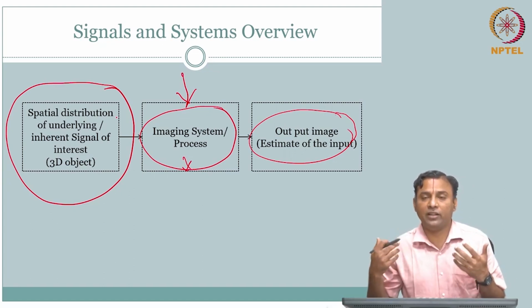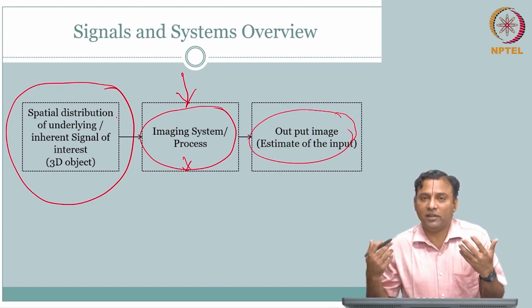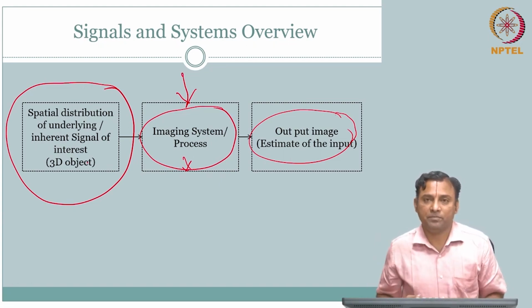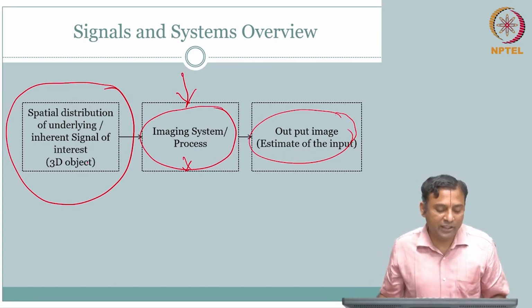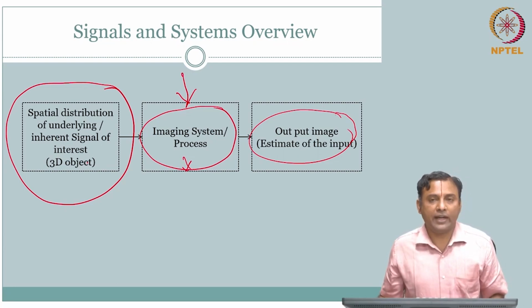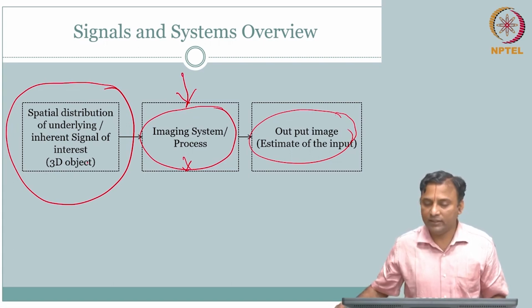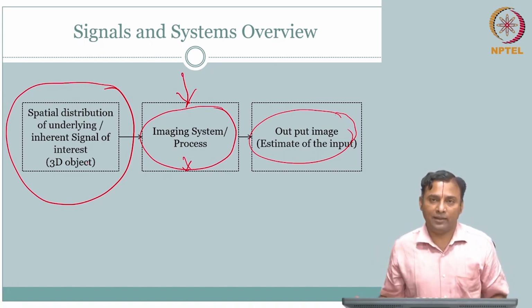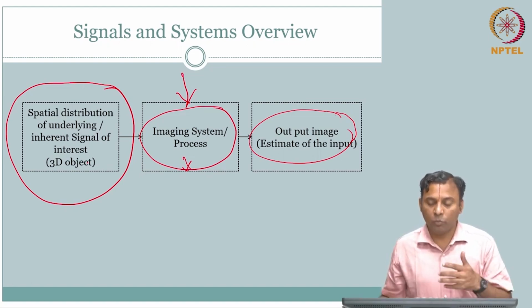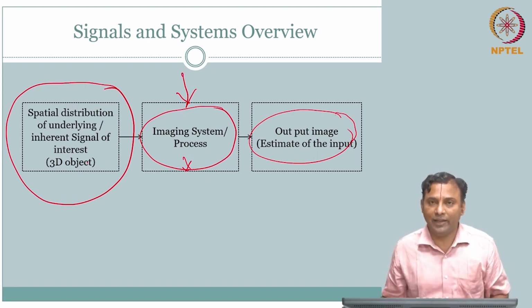So it is not X-ray, or it is not, you know, ultrasound pulse. What is the input? Think about, I said 3D object. Let's be a little more courteous. So it's not a 3D object, we are talking about human beings. So what do we mean by spatial distribution of underlying or inherent signal? That means, I'm sitting here, I'm a human being. So if you take your camera as an imaging system, the output of which is what probably you are seeing on the screen, right?